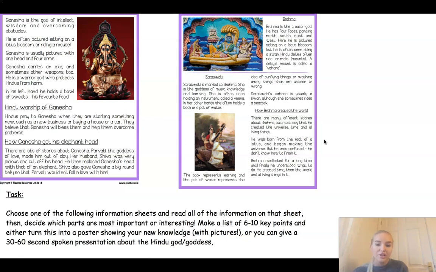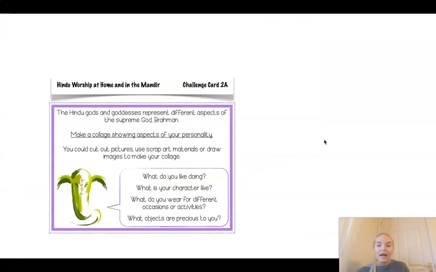When you have chosen to do either the poster or a spoken speech or a presentation, you then have your final task for RE today. Now, we've learned today that the Hindu gods and goddesses represent different aspects of this supreme god, Brahman. And I would like you to make a collage showing aspects of your personality. So what type of person are you? What do you like doing? What's your characteristics like? Are you a kind person?